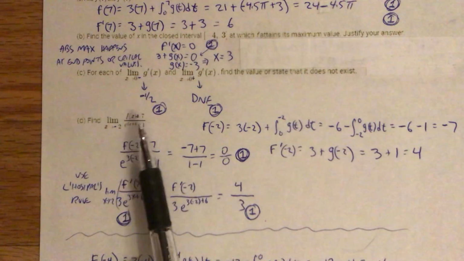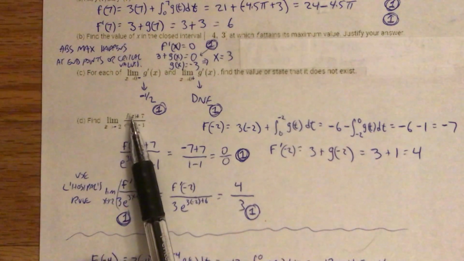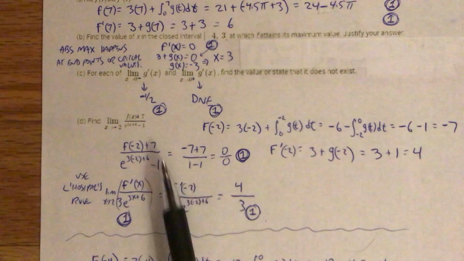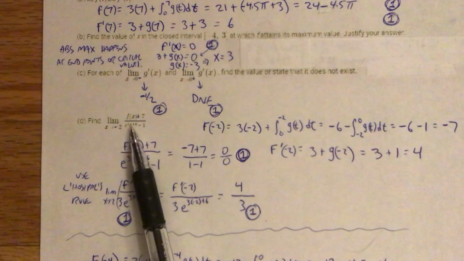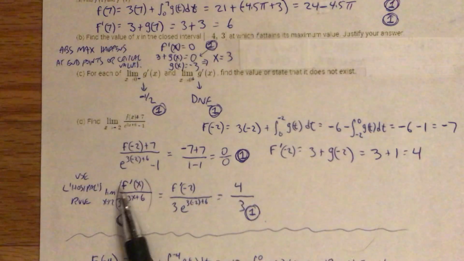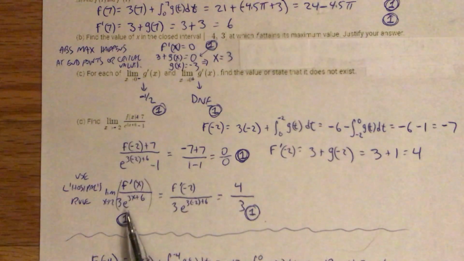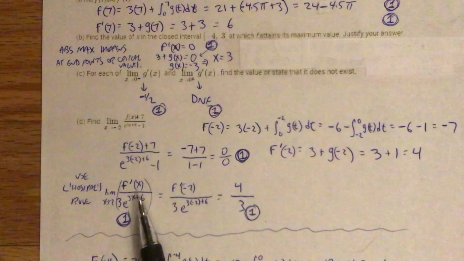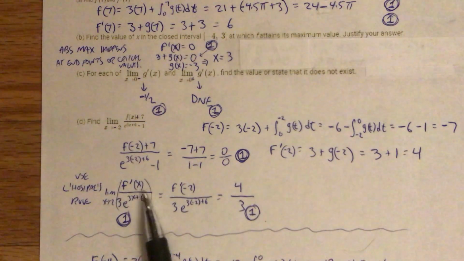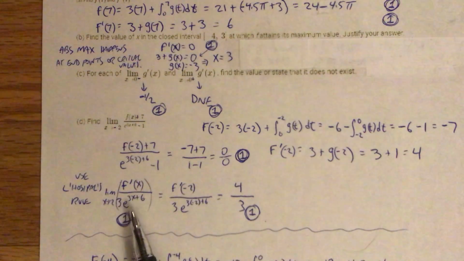How do I get the derivative of the top? Let's go back to the original with the x's in it. Derivative of the top: f's derivative is literally f prime. 7's derivative is 0, so that's why I didn't write it. Then e to the 3x plus 6's derivative. Remember, e to something is its own derivative, but we have to do the chain rule. So it's e to the 3x plus 6 times the derivative of the inside, which is 3. So I get this 3e to the 3x plus 6.